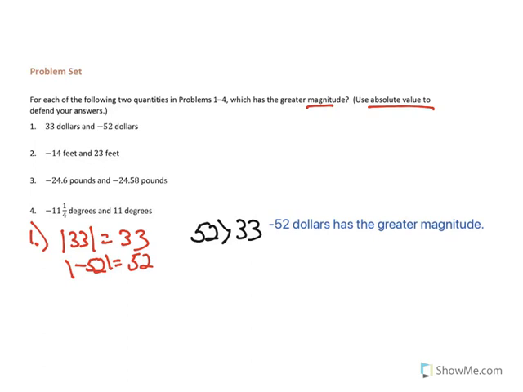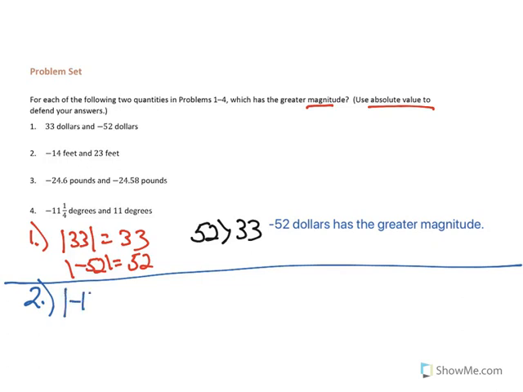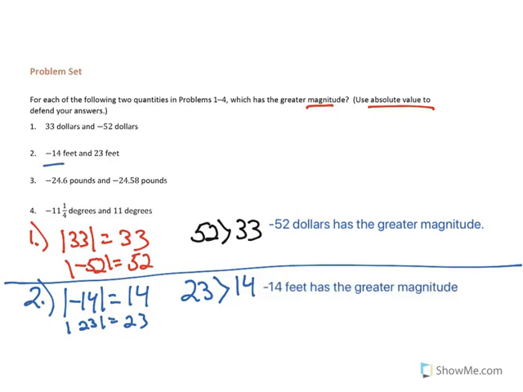Number 2 says negative 14 feet and negative 23 feet. Using the same idea, tell me which one has the greater magnitude. Hopefully on your paper you wrote the absolute value of negative 14 is 14, and the absolute value of negative 23 is 23. Therefore, 23 is greater than 14. And then you have to go back to the original statement. So negative 23 feet has the greater magnitude.